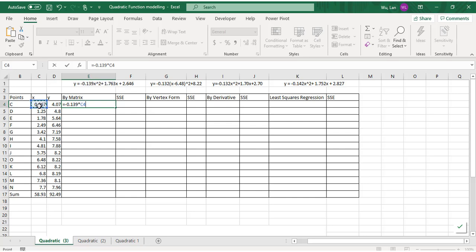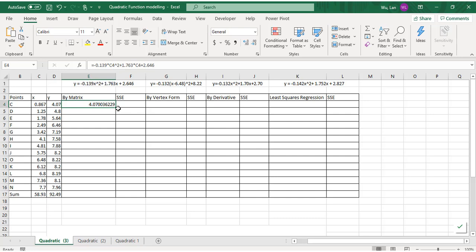Then click here, plus. I forgot square. For square, you have to use this symbol. This is square. Then plus 1.763 times, click this C4 again. Then plus 2.646, then enter.